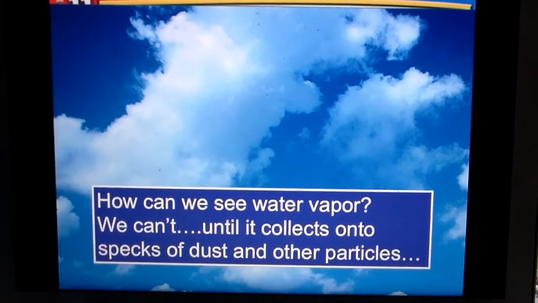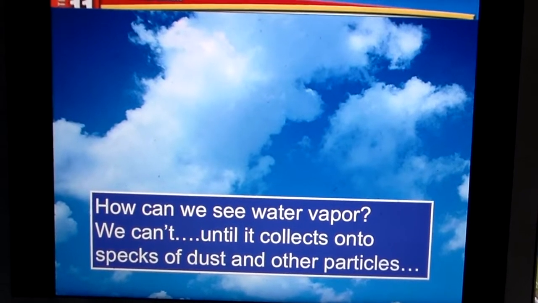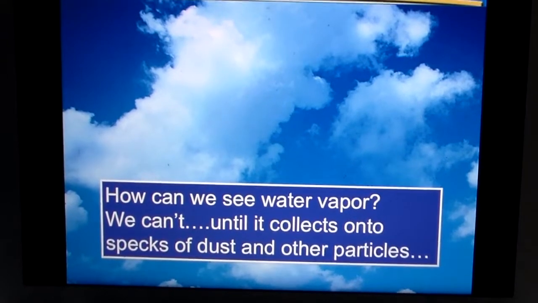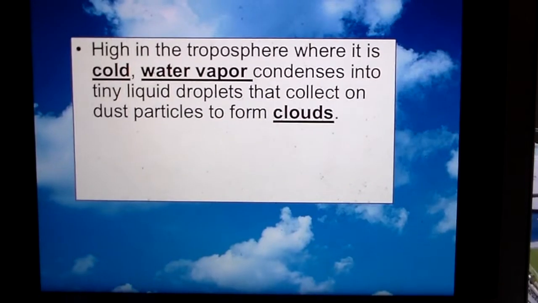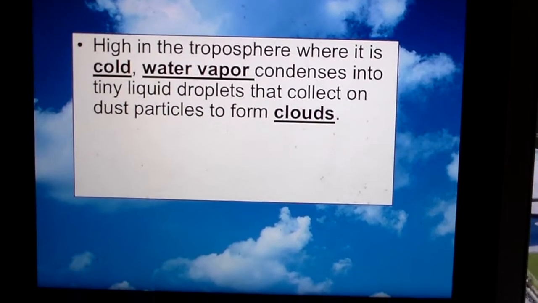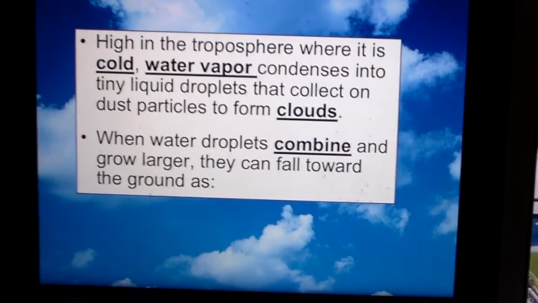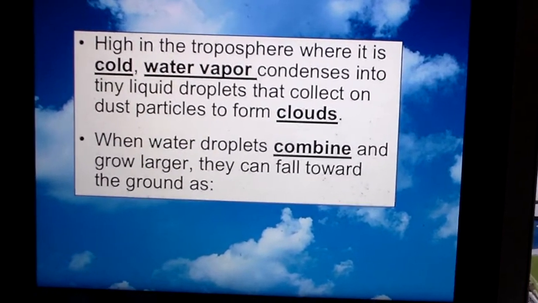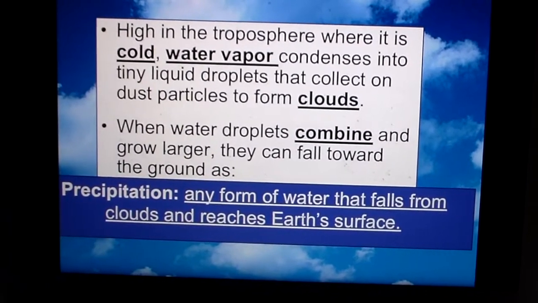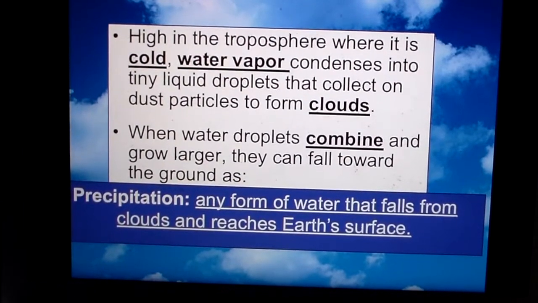That brings us to clouds, right? Clouds are how we can actually see that there is water vapor in the air, and that water vapor has started changing from a gas back into a liquid. So how does this happen? Well, high in the troposphere, where it is cold, water vapor condenses into tiny liquid droplets that collect on dust particles to form clouds. When these water droplets combine and grow larger, then they can fall to the ground. And we have a lot of different names for that, but the main name that we use in the water cycle is precipitation. Precipitation is any form of water that falls from clouds and reaches Earth's surface.